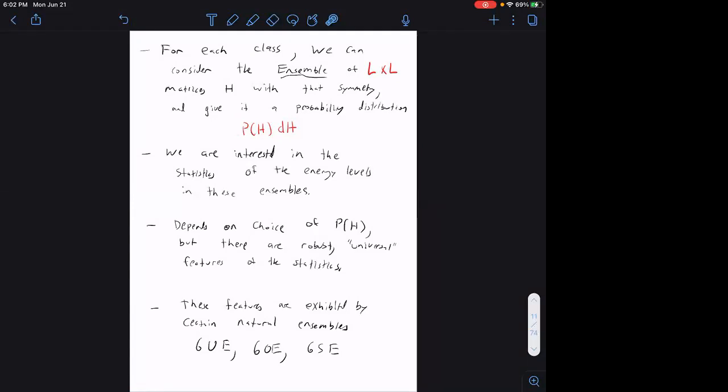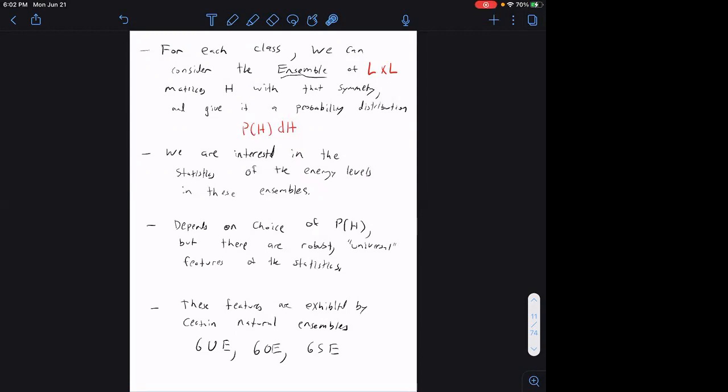Our goal for today is, for certain P of H's, to find the statistics of the energy levels of H in that ensemble. Of course, the statistics of the energy levels depends on our choice of P of H. But what we're going to see is that there are certain universal features that are robust, that don't depend very much on our specific choice of P. To illustrate these features, though, it's useful to pick a specific choice of P of H, and then we'll see how these things are universal and independent of P of H.